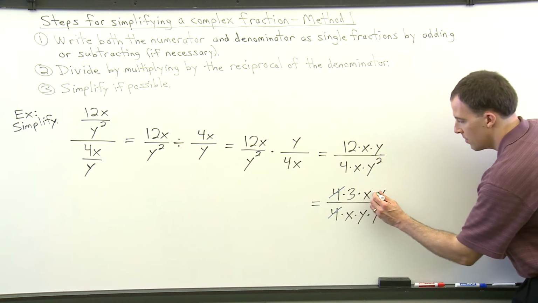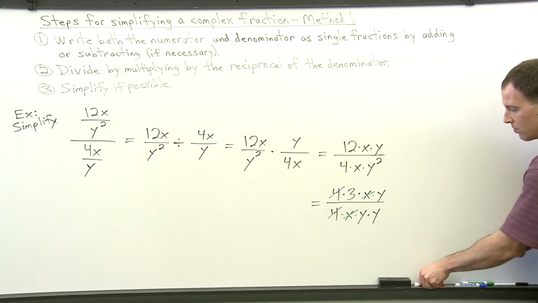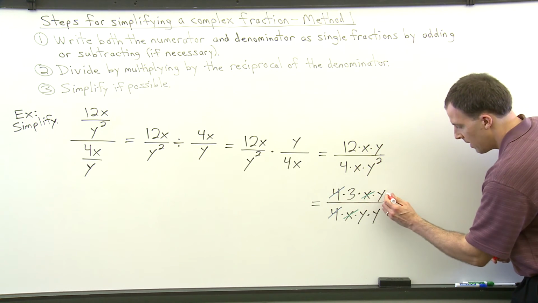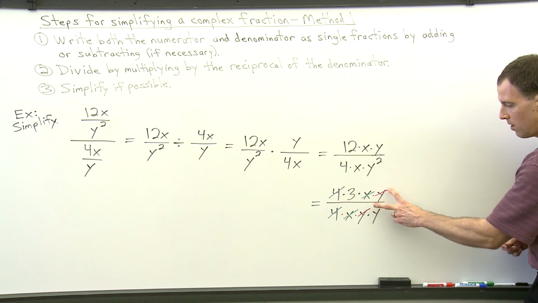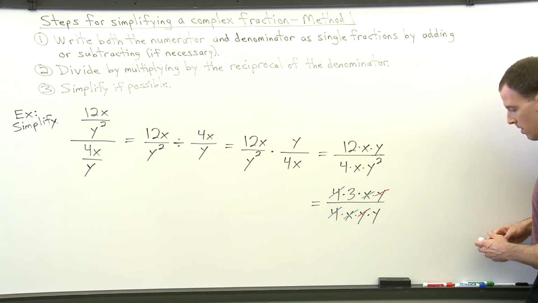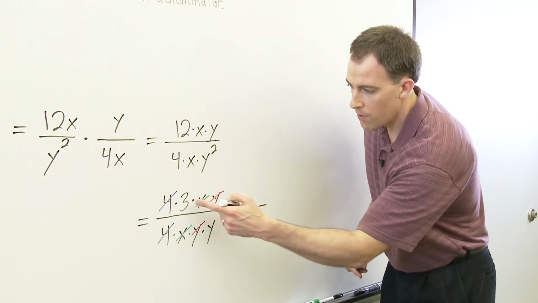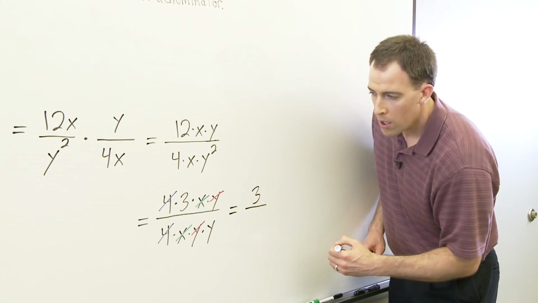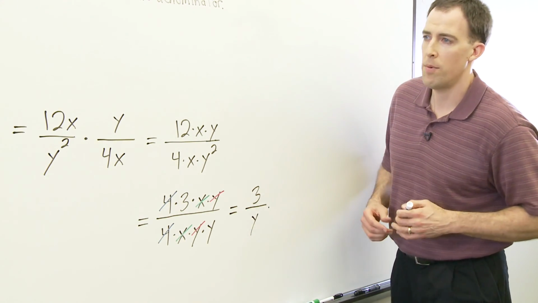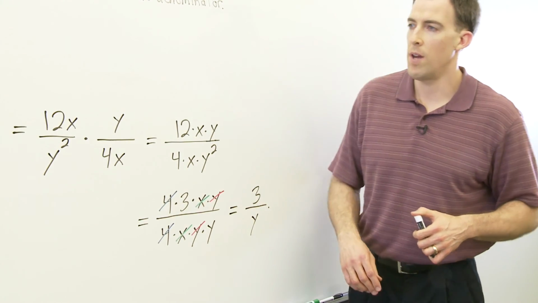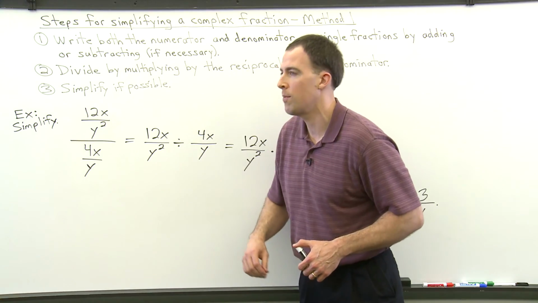And we can cancel out a pair of x's. X divided by x is 1. They reduce. We can also cancel out a pair of y's here. Y divided by y is 1. We can reduce one factor of y from the numerator and denominator. So for the final result, it appears like we have 3 in the numerator and y in the denominator. Okay. This was an example of simplifying a complex fraction using method 1 that already had a single term in the numerator and a single term in the denominator.